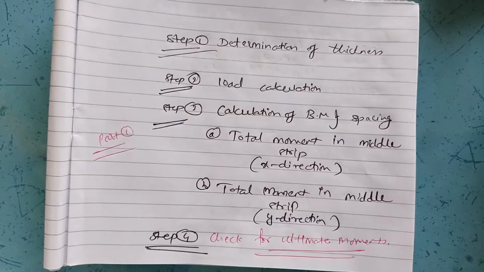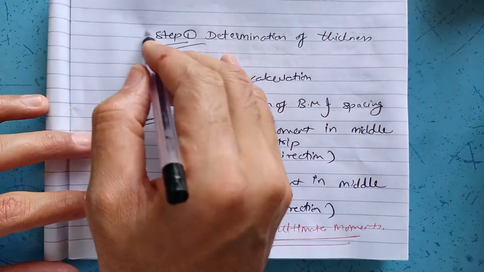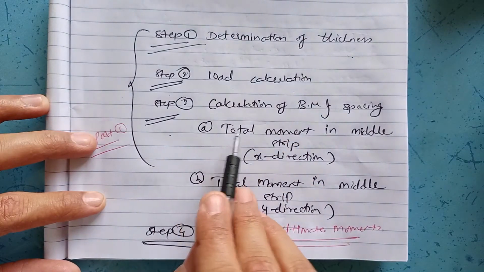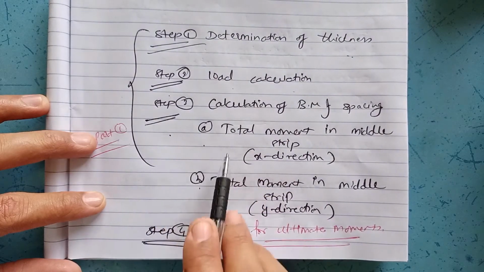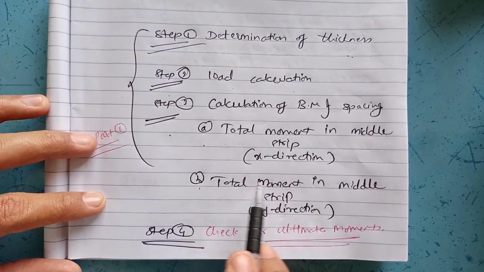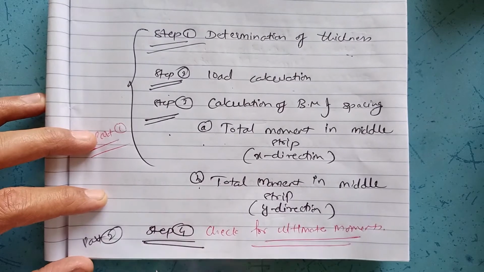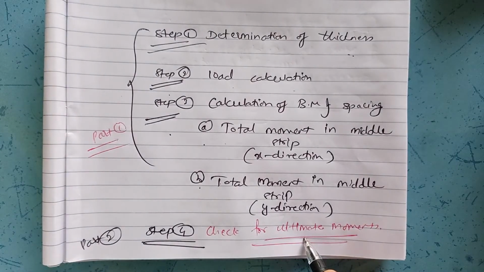Prior to that, have a look. These 4 steps you have completed. In the part 1 video, these 3 steps were completed: determination of the thickness, step 2 load calculation, step 3 calculation of bending moment and spacing. Under that, A and B, total moment in middle strip in X direction, total moment in middle strip in Y direction, and step number 4, which was covered in the part 2 video, that is check for ultimate moments using IS 1343-2012 Annexure D, page number 51.